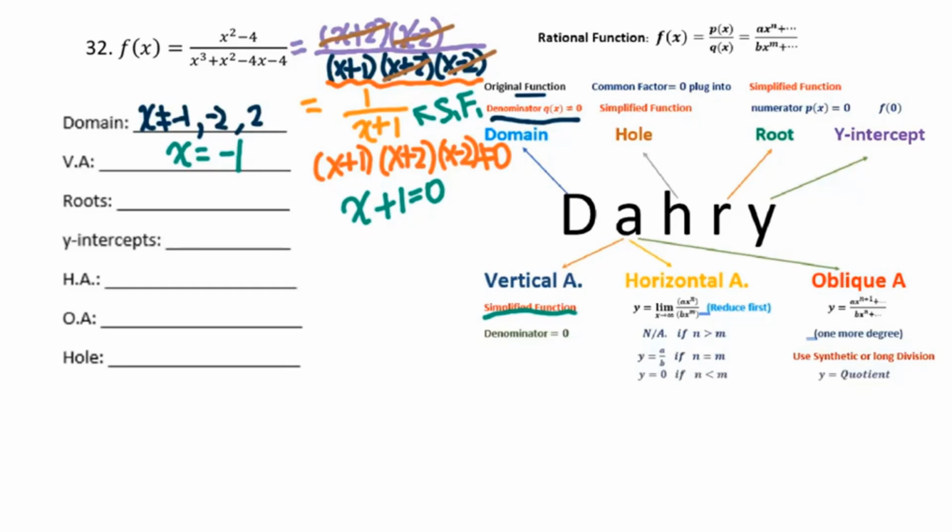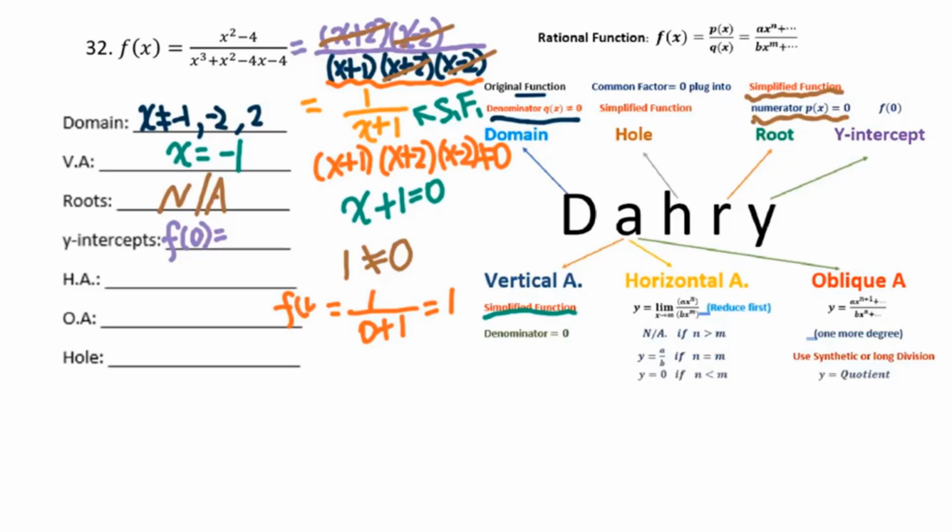For roots, you have to make sure this is the simplified function. Numerator equal to 0. The numerator equals 1. 1 is never 0. Therefore, roots are not available. For the y-intercept, make sure f of 0 equals. So we plug 0 into this simplified one. 1 over 0 plus 1 equals 1. That is f of 0.